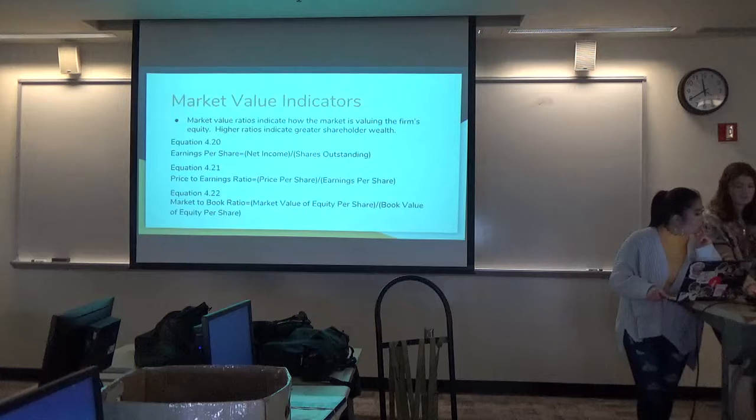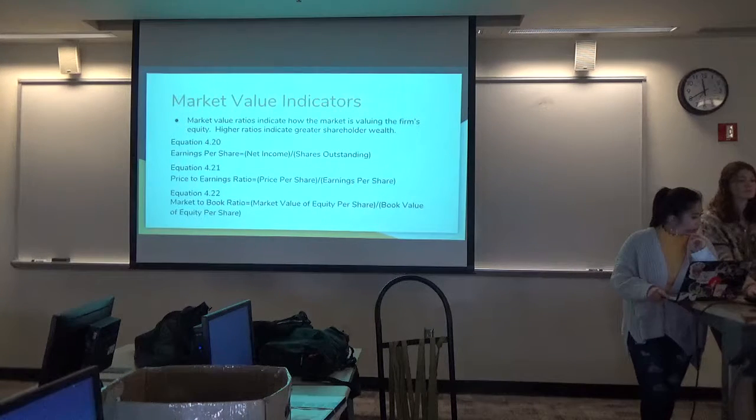Market value ratios indicate how the market is valuing the firm's equity. Higher ratios indicate greater shareholder wealth. Earnings per share is equal to net income divided by shares outstanding. Price to earnings ratio is price per share divided by earnings per share. And market to book ratio is the market value of equity per share divided by book value of equity per share.